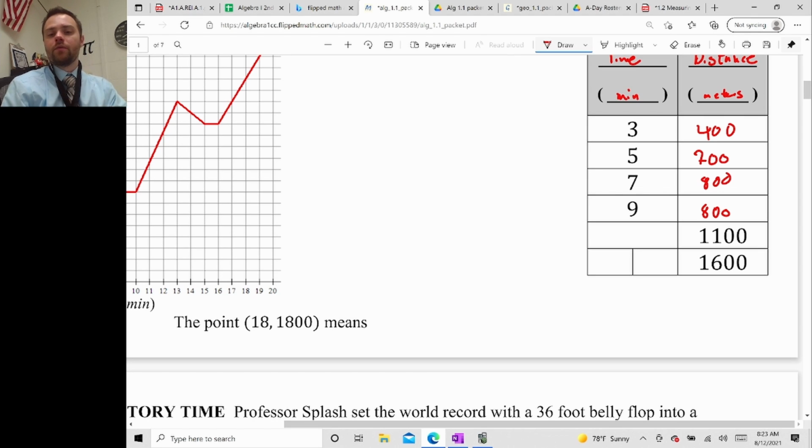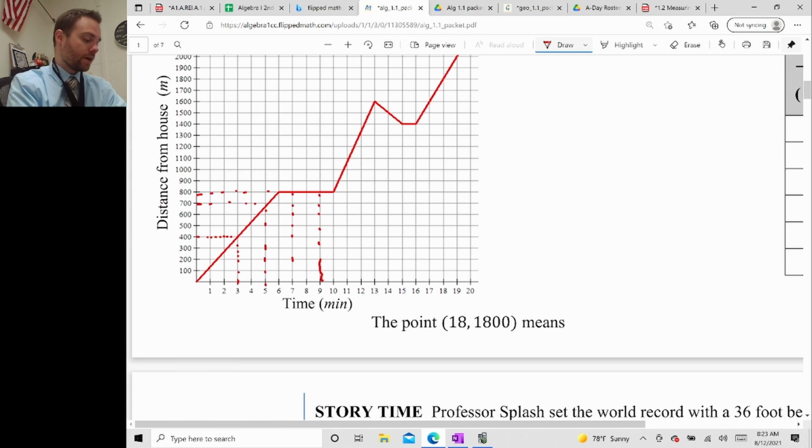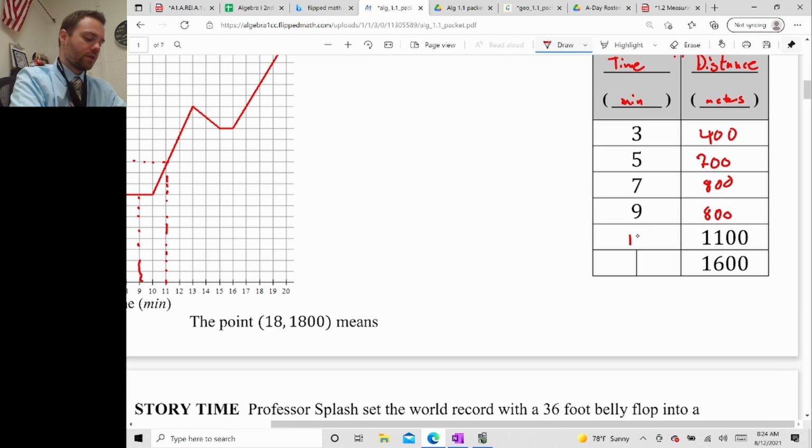And then the next thing they give us is the output. So they give us what the y value is, and we have to find what the corresponding input is. The output is 1100. So I look on this y-axis over here, go across until I hit the graph, and then drop down from that point to see which input corresponds to that, which in this case is 11. So after 11 minutes, Mr. Brust has run 1100 meters.